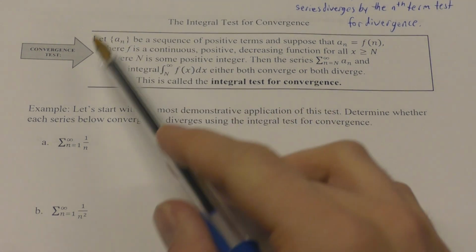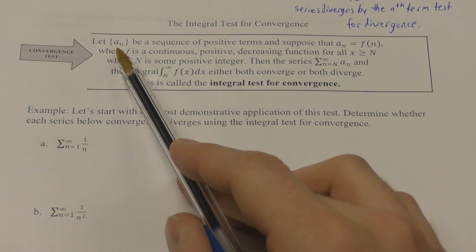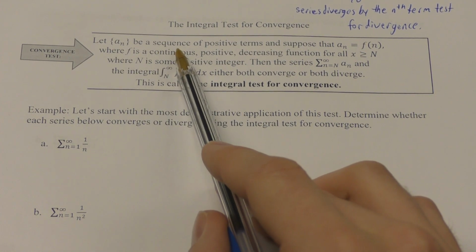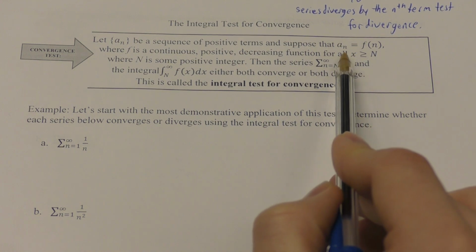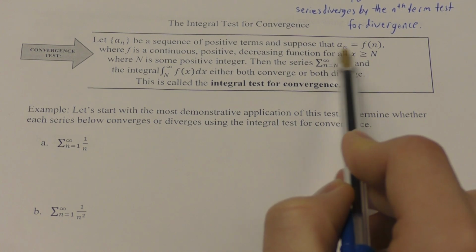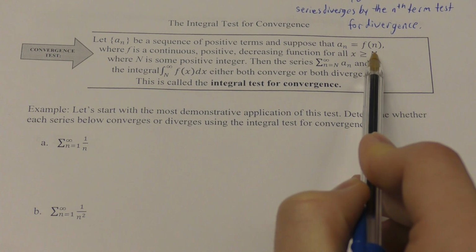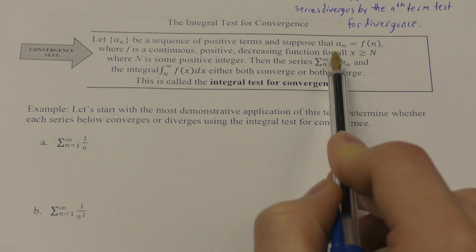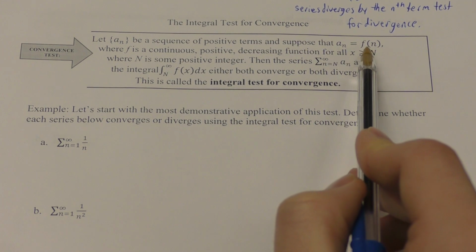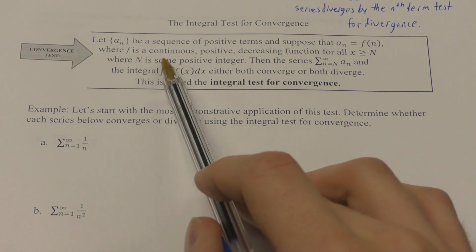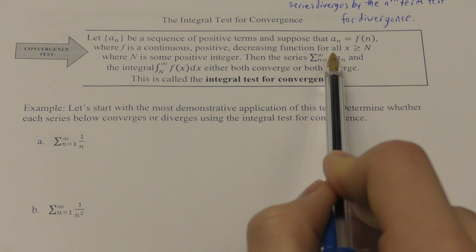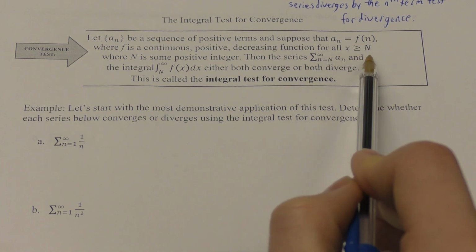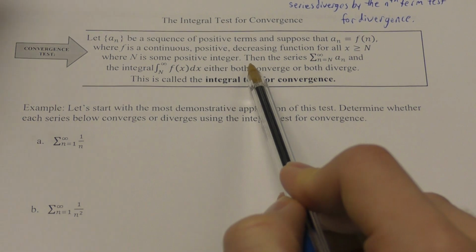Let's say we have some sequence of terms, and they're positive terms. Suppose then that the a sub n term in that sequence is equal to some function at that n value also. So basically this sequence and this function's values line up, where f is a continuous, positive, decreasing function for all x greater than or equal to n, where n is some positive integer. All right, break that down for a second. You'll see more of this in the proof.